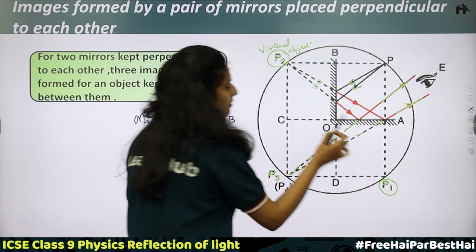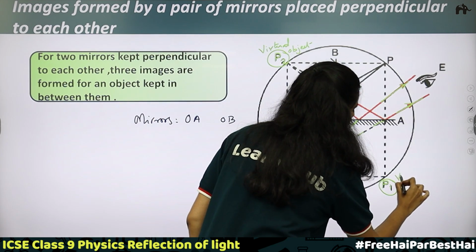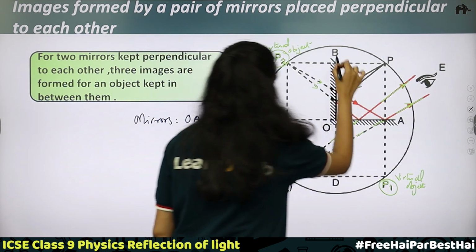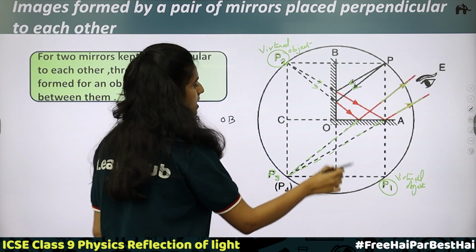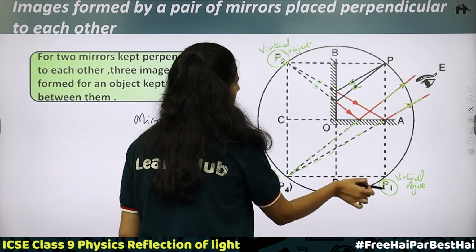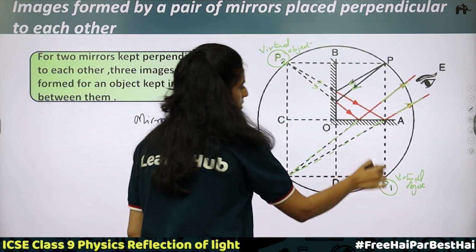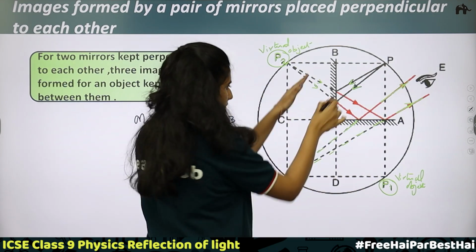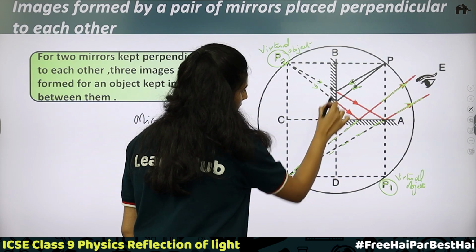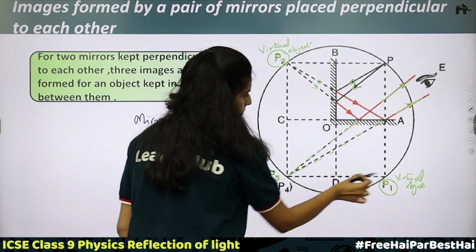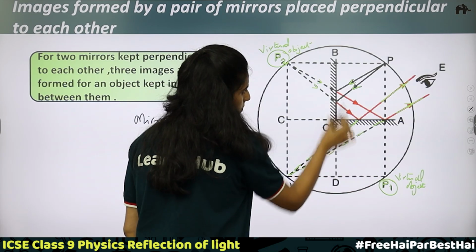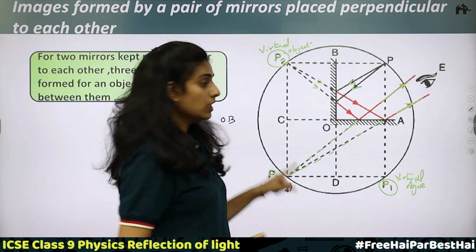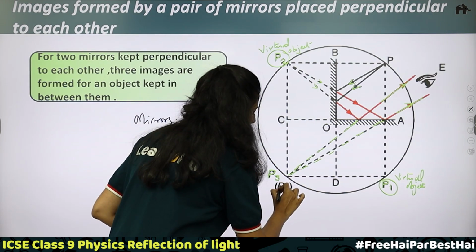Okay. Now, P1 will act as a virtual object. It will act as a virtual object for the mirror OB. Okay. So, light rays from P1 will strike the mirror OB. After reflection, so this is how it will go. After reflection, the light rays will be in this direction. When extended backward, you will be getting an image at this point. So from here, here we have the mirror, light rays go, strike the mirror, you will be getting the image here. Okay, this is a virtual image which is formed, which we can name as P4.